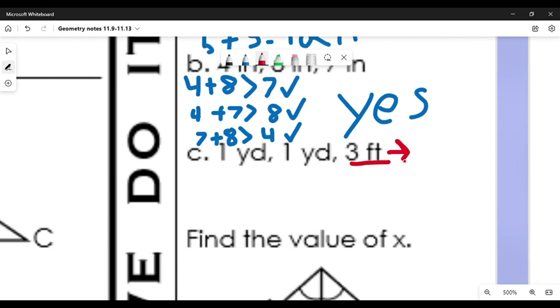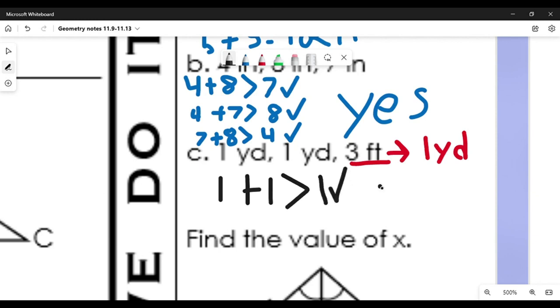Now, if you remember back when we did unit conversions, 3 feet is actually going to be 1 yard. So all 3 of the sides for this shape are currently 1 yard. So that means that there's only going to be one thing that we got to check. Is 1 plus 1 greater than 1? Absolutely. So because of that, this works out for all the sides here. This answer is going to be yes.